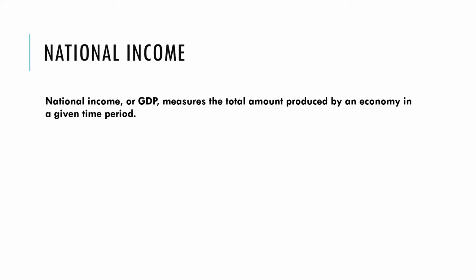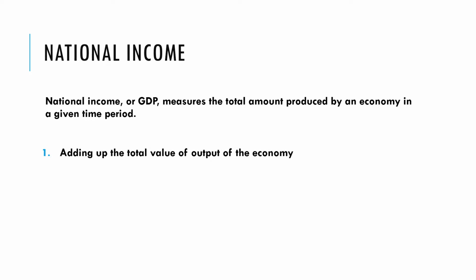So let's start off. We're going to talk about the circular flow of income, and to do that we'll be making reference to this concept of national income. Now, national income measures the total amount produced by an economy in a given time period, so a very similar concept to GDP. And there are three ways in which we can talk about national income.